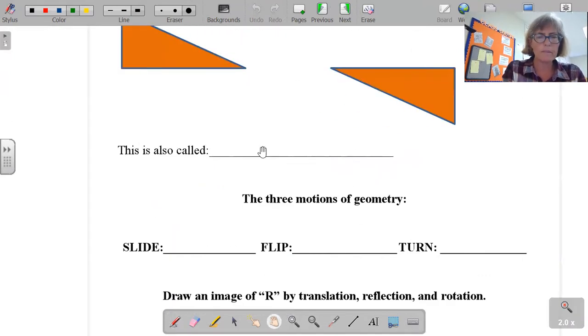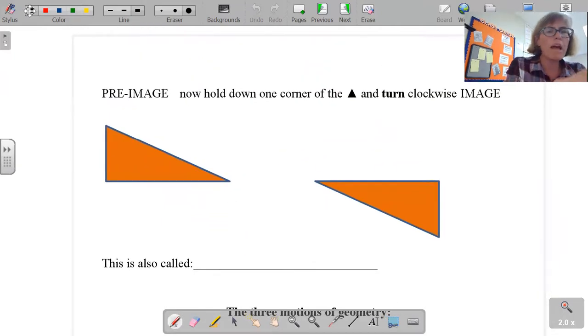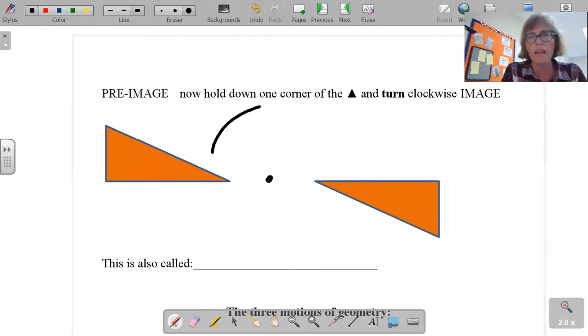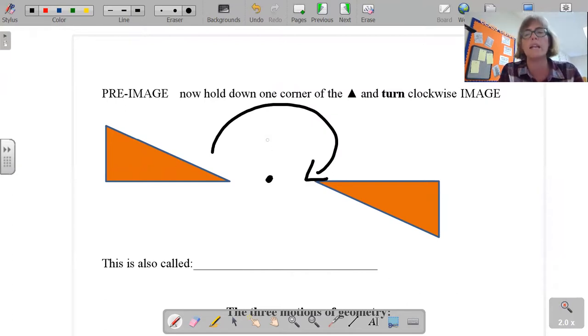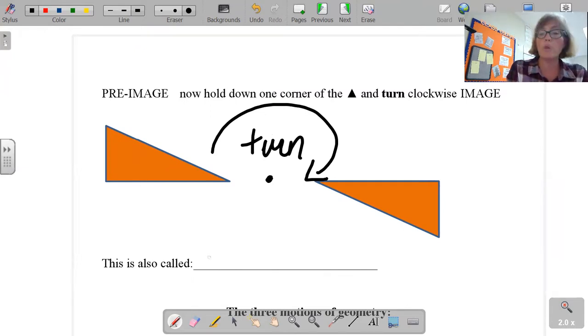Last, imagine there being a pivot here, and you take that image and you simply turn it. You spin it. Turn. When you turn something, that's called rotation.